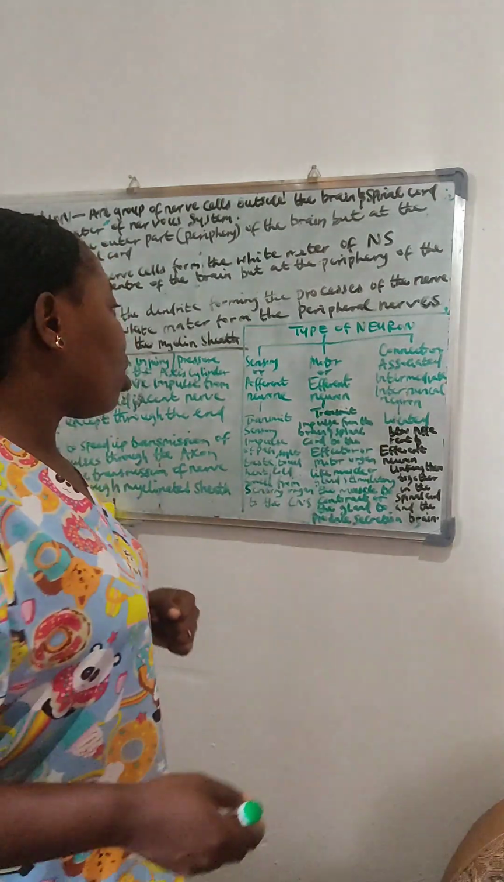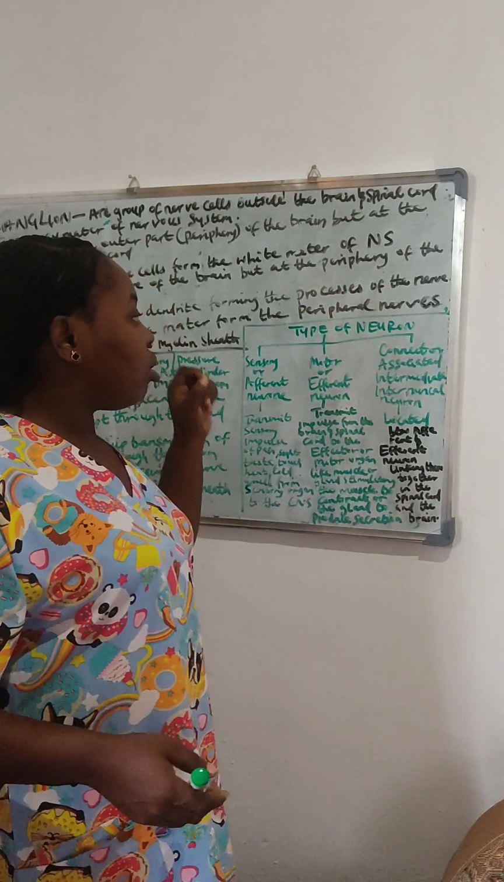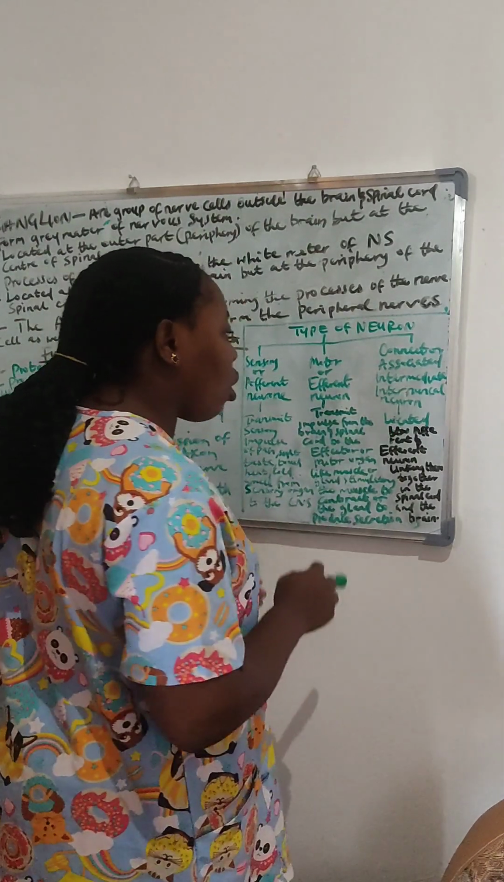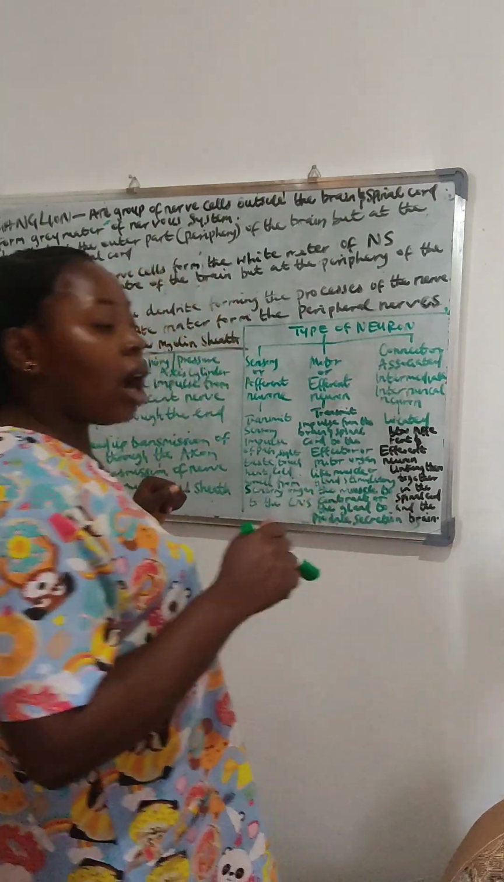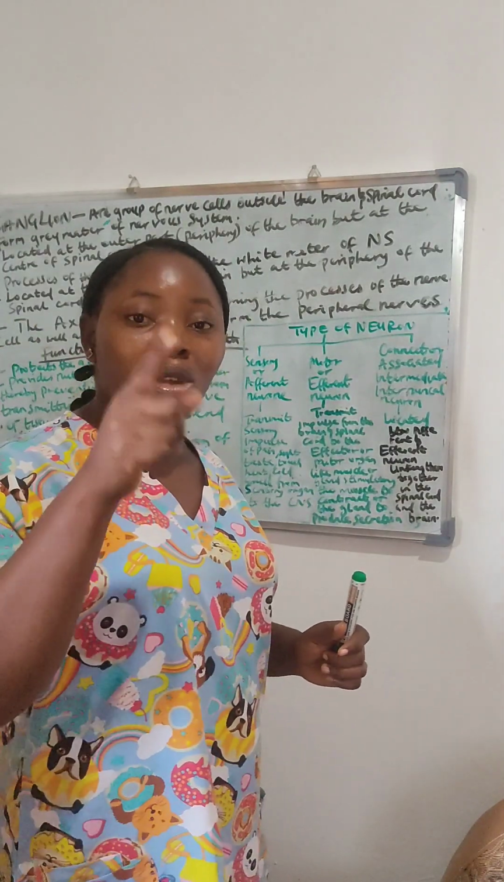You get? So the connector or associated neuron is located between the afferent and efferent neuron, linking them together in the spinal cord and brain. So let's draw the diagram so that I will show you what I'm saying.